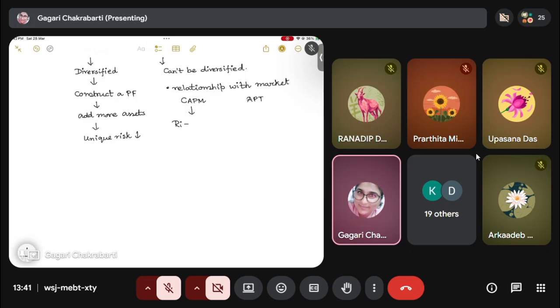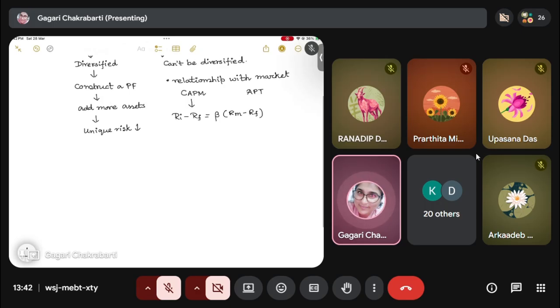what is the model or the equation that you estimate? তো এটা যেটা দেখায় সেটা হচ্ছে Ri minus Rf is equal to beta times Rm minus Rf. What is Ri minus Rf? Ri minus Rf is the risk premium. You already know that it's a risk premium on the asset actually. And what is Rm minus Rf? It is also the risk premium, but on the market.